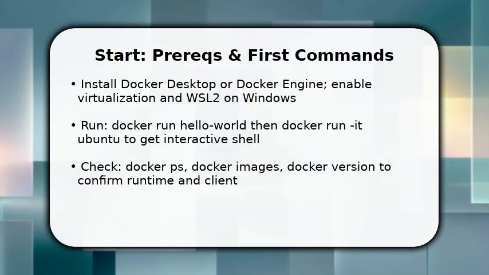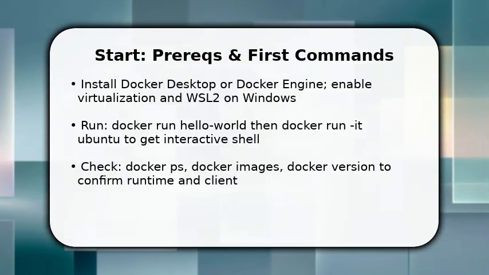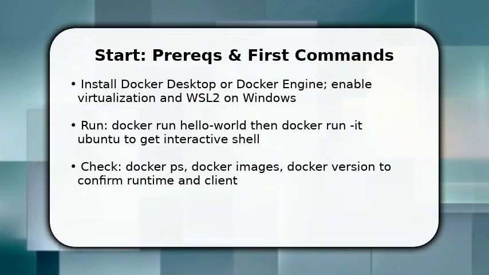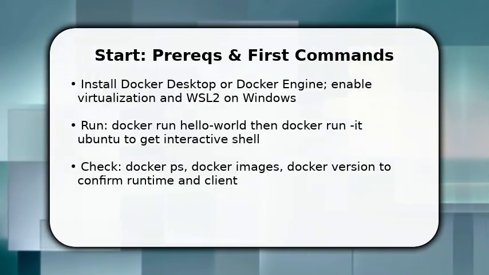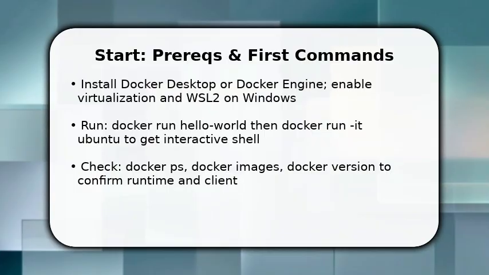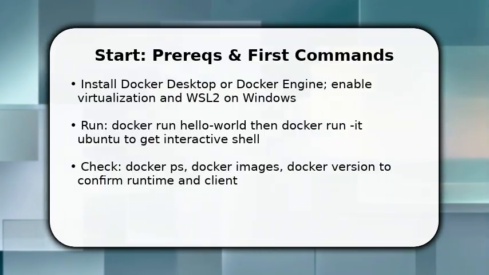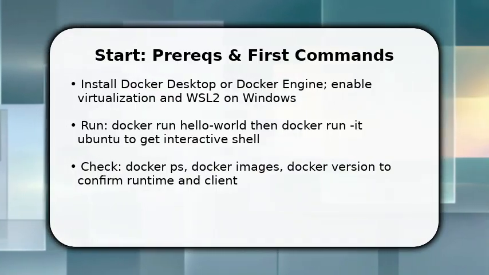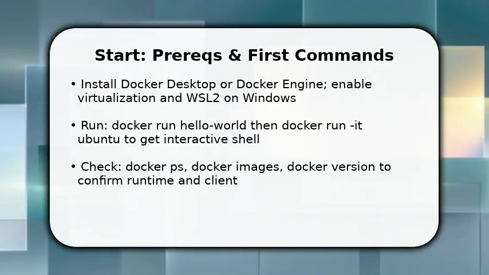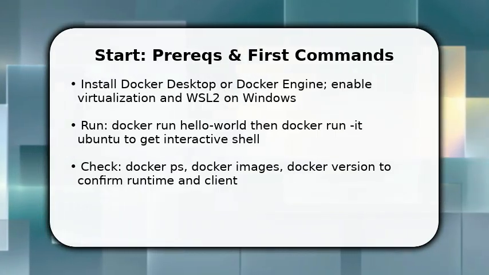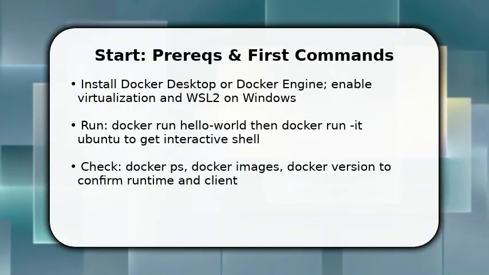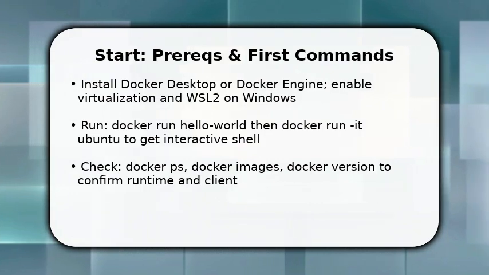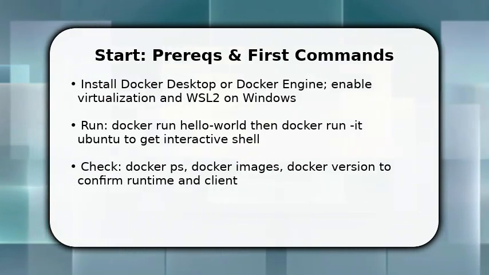You will begin by confirming prerequisites and launching Docker so you can learn by doing. Install Docker Desktop or Docker Engine and enable virtualization or WSL2. Once installed, run docker run hello-world to verify the daemon responds. Then docker run -it ubuntu to get a shell and experiment. Make sure to check docker ps, docker images, and docker version to see containers, images, and client-server versions. These initial commands prove the environment works and let you iterate immediately.